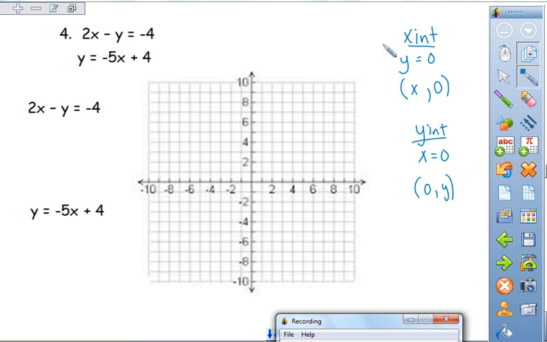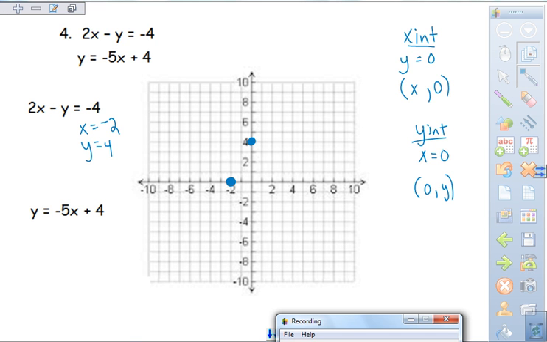So to find our x-intercept, what we're going to do is plug 0 in for y. So if I plug in 0 for y, 2 times what is negative 4? Negative 2. So I can put a dot on my x-axis at negative 2. To find my y-intercept, I'm going to put 0 in for x. 2 times 0 is 0. So negative y equals negative 4. So y would have to be just a 4. So that's where my other dot would go.